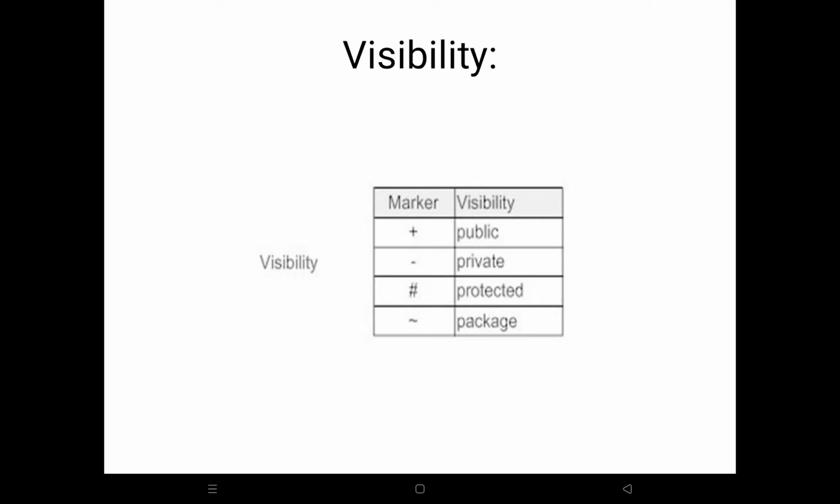Public can be represented as a plus, minus can be represented as private, and hash can be represented as protected. Okay, these are the very important, fundamental UML notations: public, private and protected. Public visibility is represented with the plus marker, private with the minus, and protected is represented as the hash.